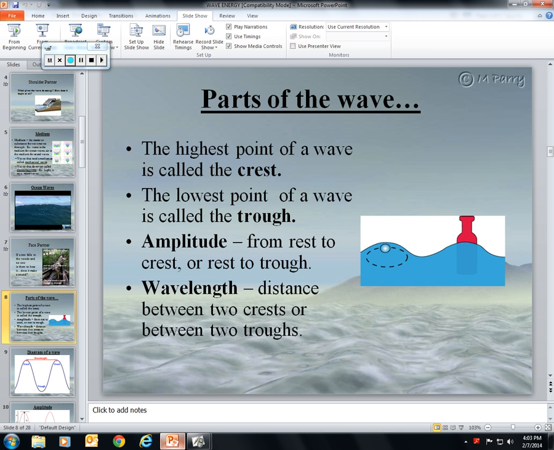The lowest point of a wave is called the trough. Think about when you're standing out in the waves, maybe at Ocean Breeze or Water Country USA, when it's really high and you have to jump up.